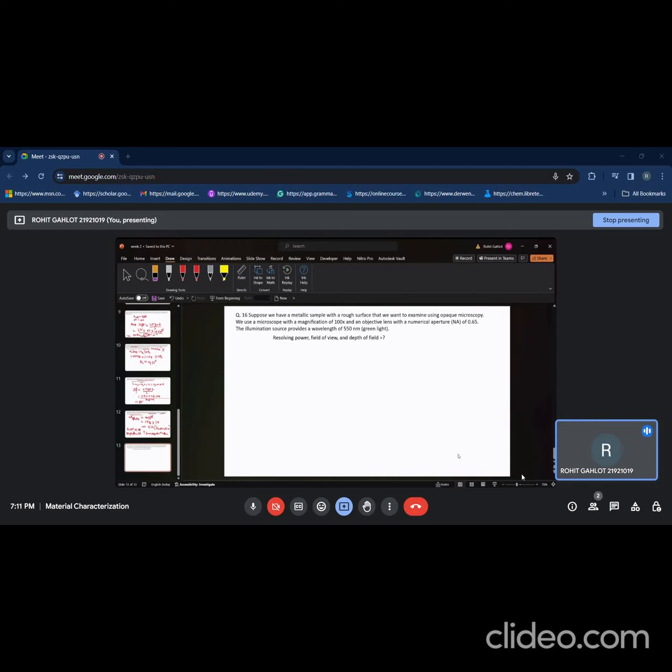We already studied that the field of view is the area of your specimen visible through your eyepiece. It also depends on the magnification of your microscope and the diameter of your diaphragm, right? And the depth of field, we discussed, is the range of distances from your objective lens where your specimen appears to be in focus. Okay.